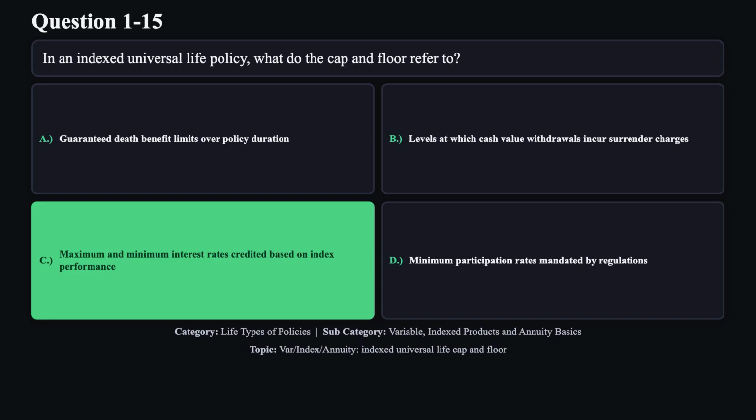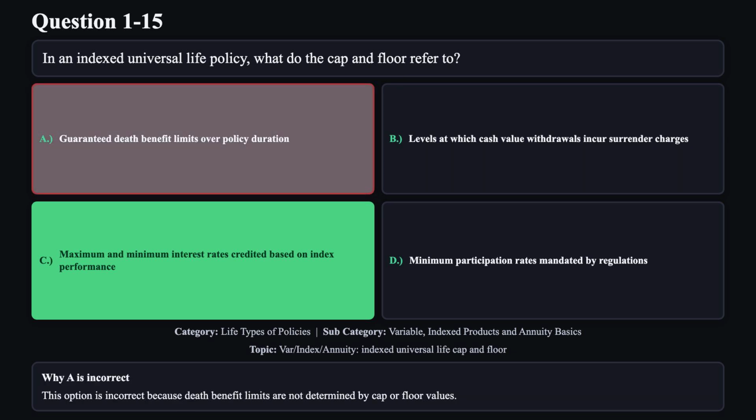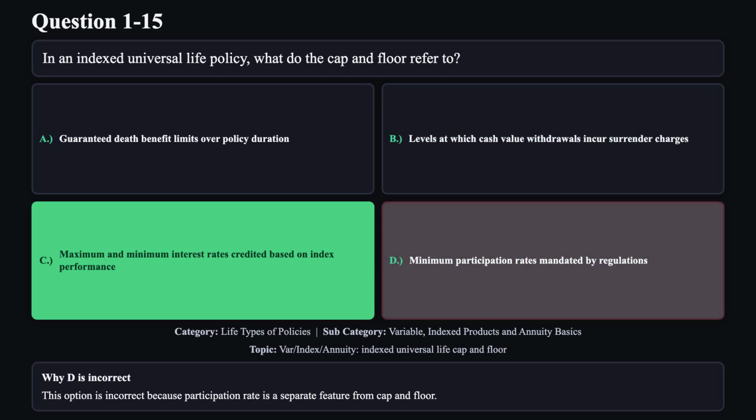The correct answer is C. The correct answer is maximum and minimum interest rates because caps limit upside credits and floors guarantee a minimum interest credit. Reason A is not correct. This option is incorrect because death benefit limits are not determined by cap or floor values. Reason B is not correct. This option is incorrect because surrender charges are unrelated to cap and floor definitions. Reason D is not correct. This option is incorrect because participation rate is a separate feature from cap and floor.